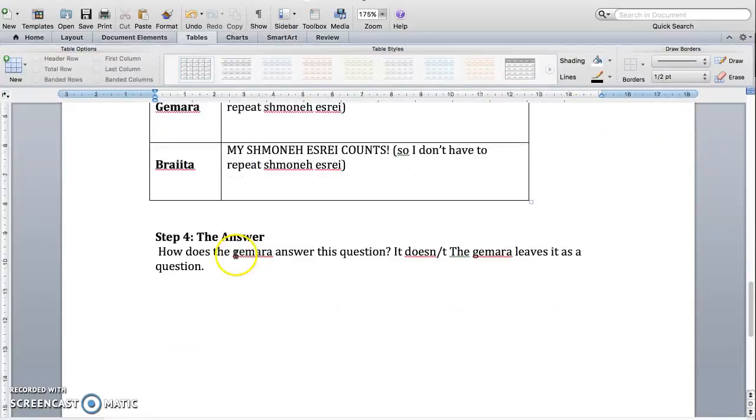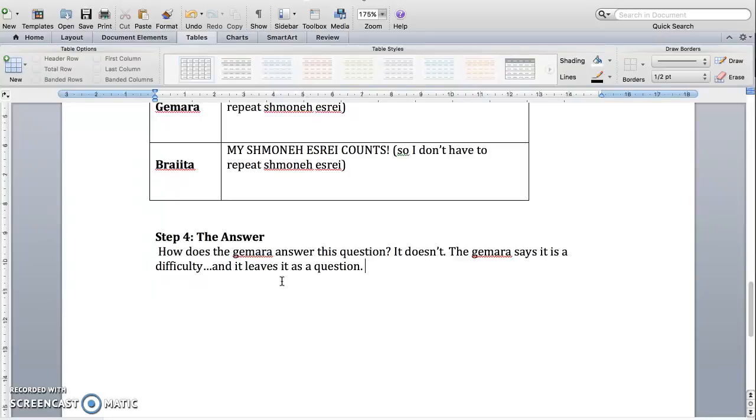The Gemara's answer is, and it's very easy what to write, how does the Gemara answer this question? The answer is, it doesn't. The Gemara says it is a difficulty, and it leaves it as a question. We have later rabbis, the Rishonim, the Shulchan Aruch, etc., that eventually will explain what we do if you miss Havdalah, and we'll explain that together in class.